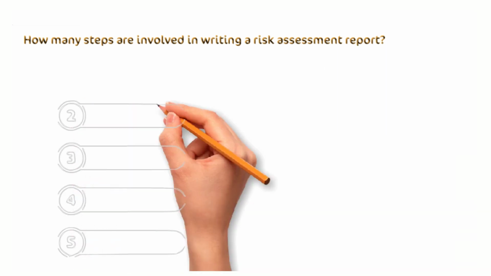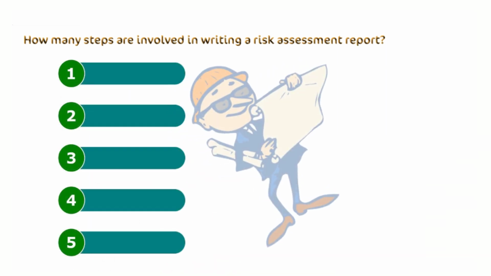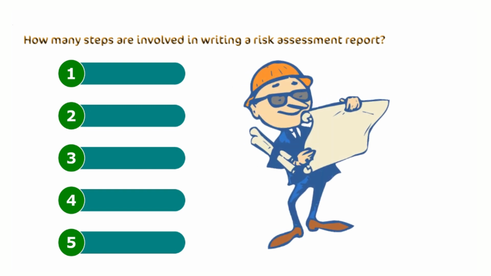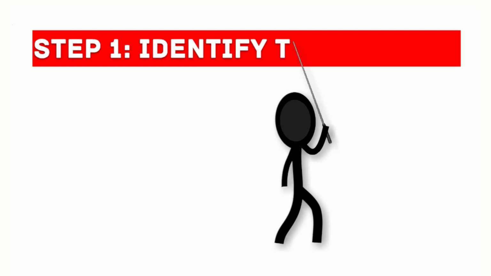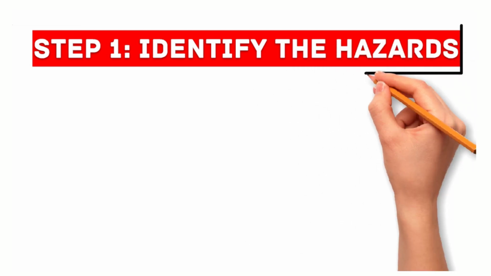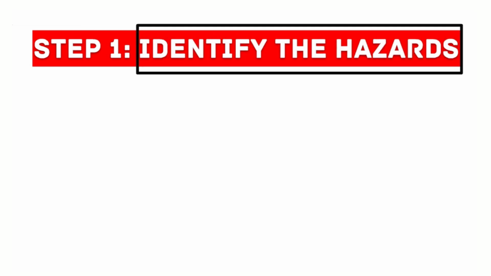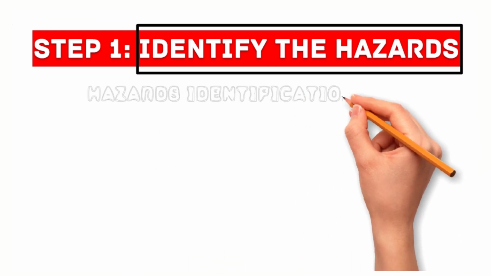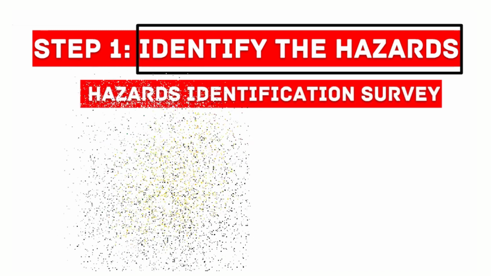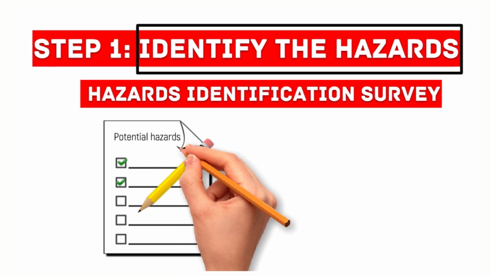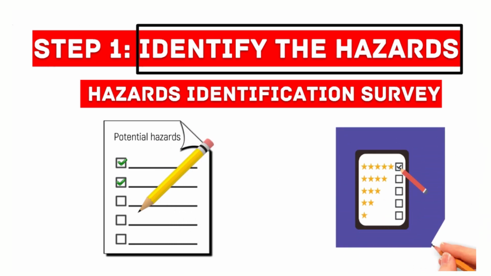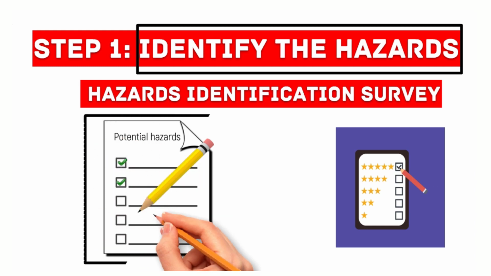There are generally 5 steps involved, but the specific steps may vary depending on the organization and the type of hazard being assessed. Step number 1. Identify the hazards. The first step is to identify the hazards in the organization. This can be done by conducting a hazard identification survey. A hazard identification survey is a systematic process of identifying potential hazards in the workplace. It can be conducted by walking around the workplace and looking for potential hazards, or by using a checklist.